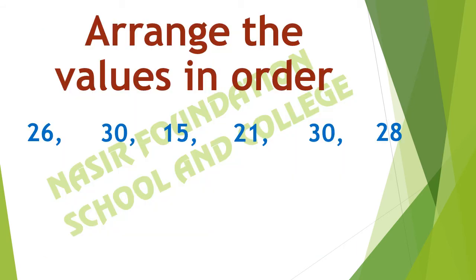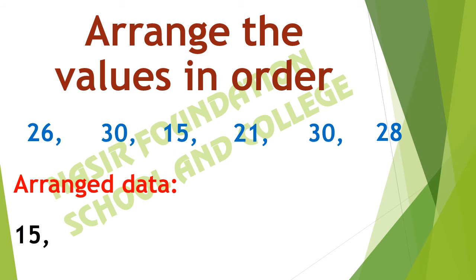Our first step is arranging the values in an order. We will arrange the data in ascending order. It means we can say that we will arrange the order from smallest to the greatest. Our smallest value in the data is 15. We will write 15 here. What will be the next value? Find out from the data. This is 21. Then we will write 21 here.